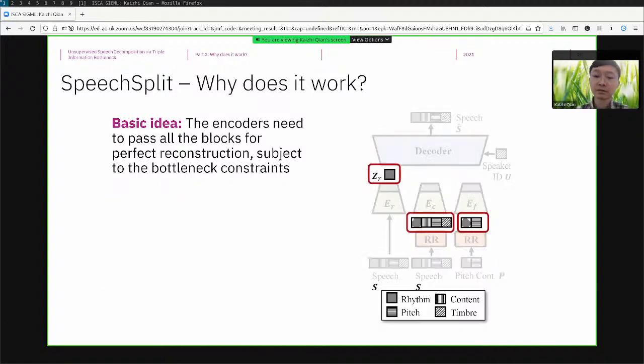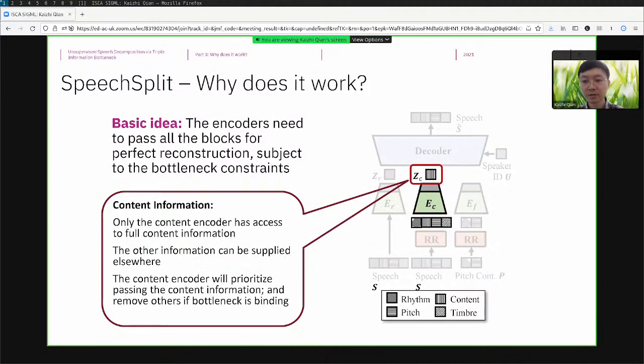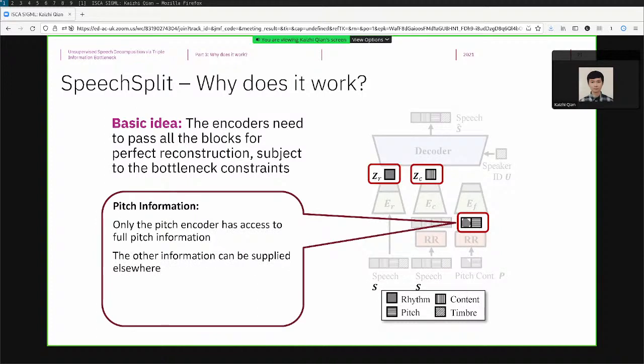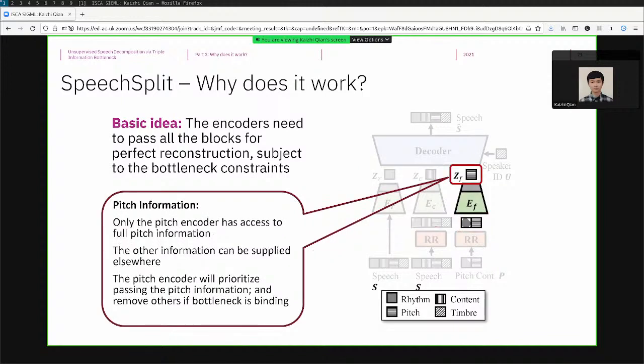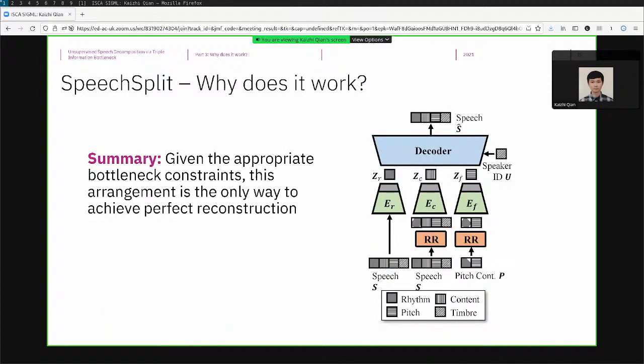Similarly, given the fact that the rhythm encoder only passes the rhythm block, the content encoder becomes the only encoder that can supply the content block, and the rest of the information can be supplied elsewhere. Therefore, the content encoder will pass only the content information if the bottleneck is binding. Finally, the pitch encoder becomes the only encoder that can supply the pitch information, and thus it will only pass the pitch block if the bottleneck is binding. In summary, given the appropriate bottleneck constraints, this arrangement is the only way to achieve perfect reconstruction, hence forcing the disentanglement of all these blocks.